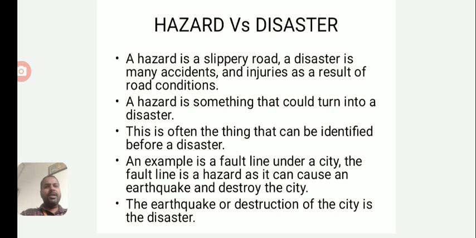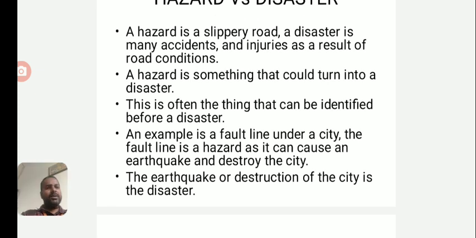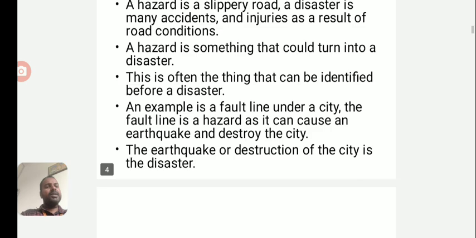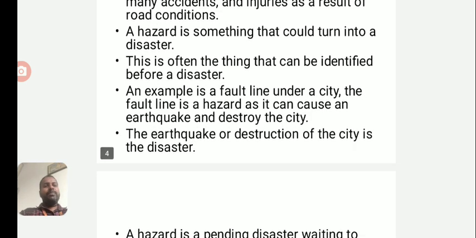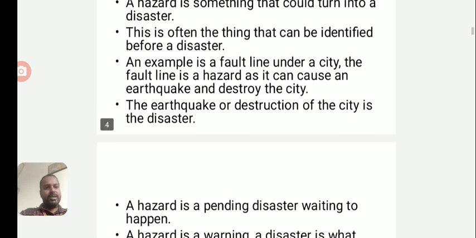During a disaster, a lot of things will be damaged compared to hazard conditions. A hazard is something that could turn into a disaster. This is often something that can be identified before a disaster. An example is the fault line under a city. The fault line is a hazard, as it can cause an earthquake and destroy the city. The earthquake is a natural event that comes under disaster.